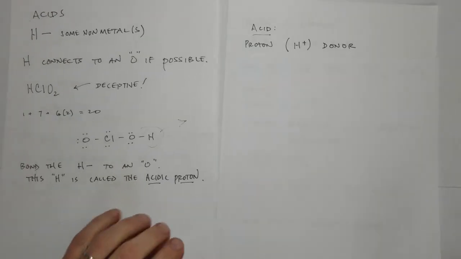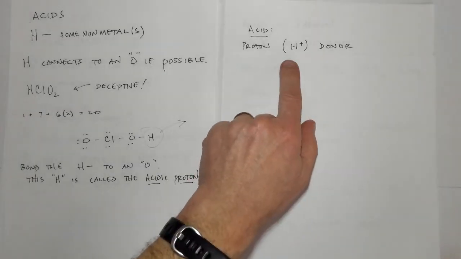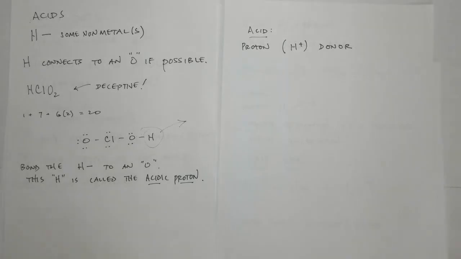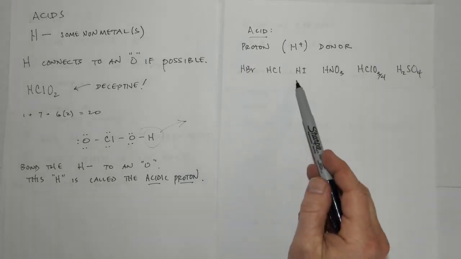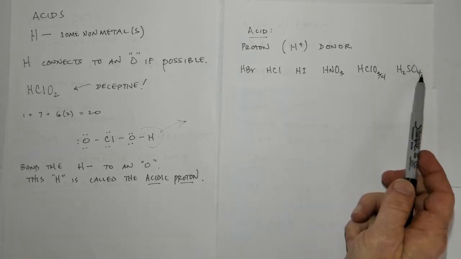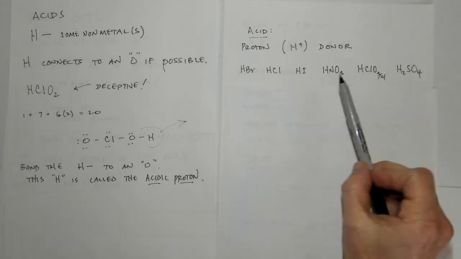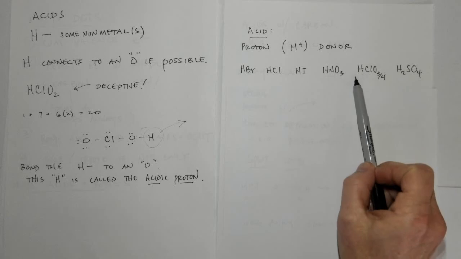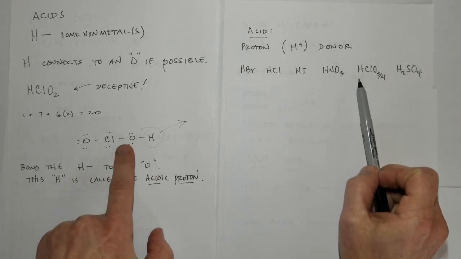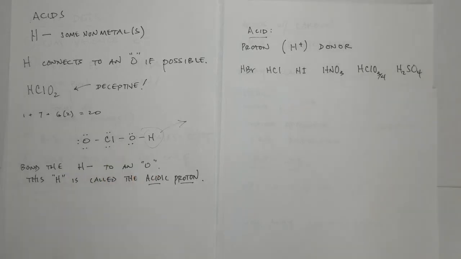Well, let's get down to the meat of it here for a second about acids and bases. Acids are proton donors. They're H plus donors. And we know 7 strong acids: HBr, HCl, HI, HNO3, HClO4, H2SO4. And of these strong acids, 4 of them are oxy acids, and so are going to have an H connected to an O in their Lewis electron dot structure.